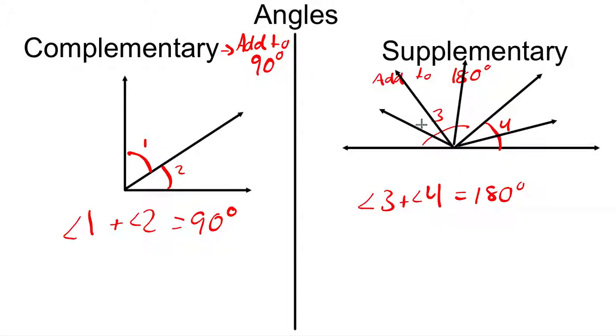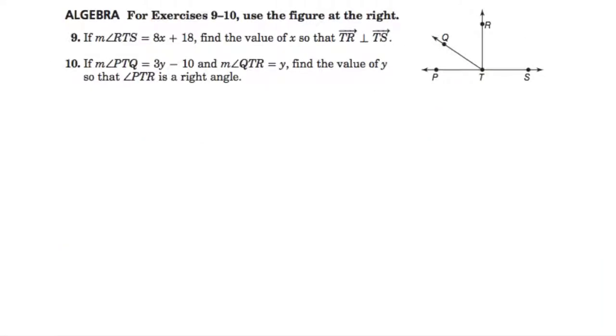So here I have 1, 2, 3, 4, 5, 6 angles. They are all supplementary. However, they're not a linear pair, because a pair only means two. So let's look at some applications and some examples of problems that we can look at and do.